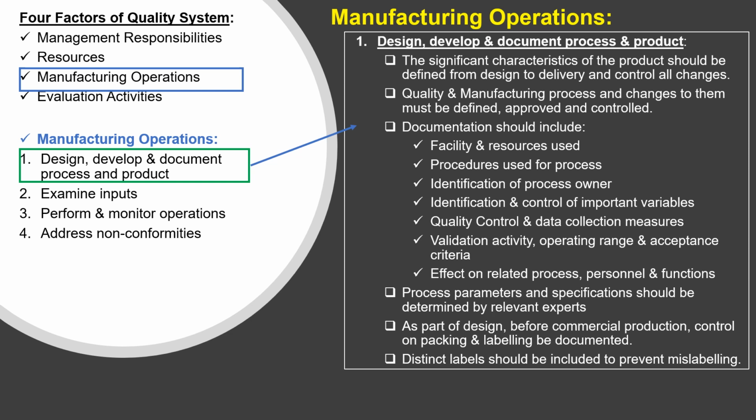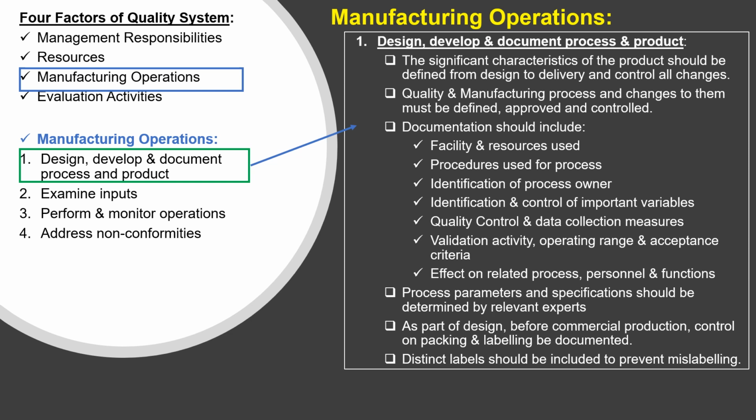The significant characteristics of the product should be defined from design to delivery and control all the changes at all life cycle stages. Quality and manufacturing process and changes to them must be defined, approved, and controlled.